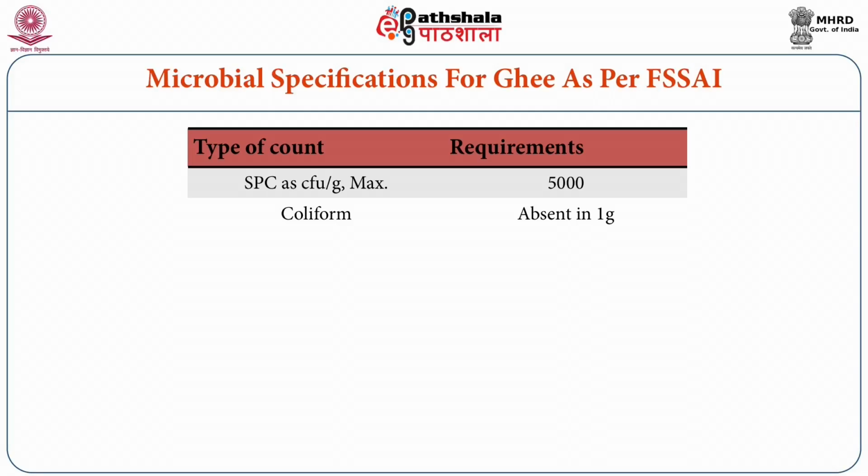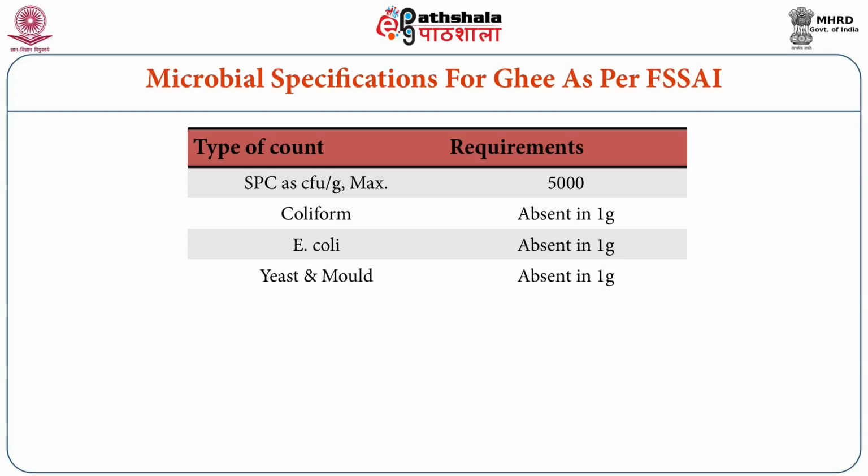The second is coliform, and under coliform category you have Escherichia coli. In case you are getting this in your enumeration count, this indicates unhygienic practices carried out during ghee, not only manufacture but handling and storage or packaging also as contamination. So remember, this should always be absent in 1 gram, be it coliform or be it Escherichia coli.